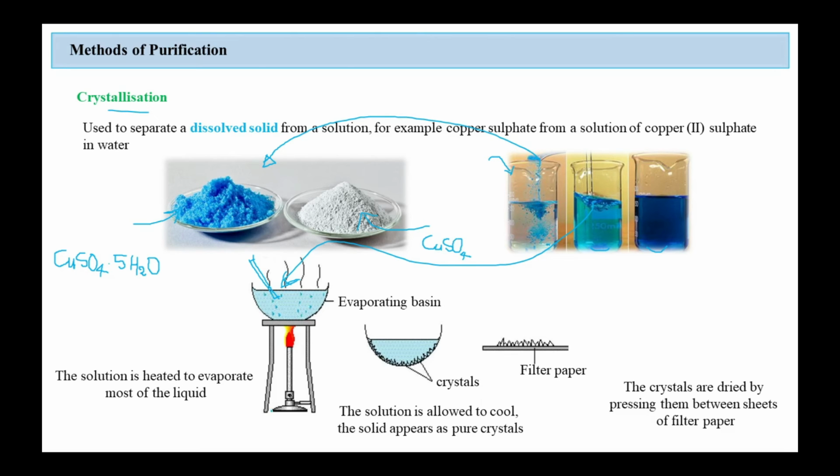At this stage, we can stop heating, then we will leave the solution to cool. Then the solid crystals will appear in the evaporating basin. After that, those crystals are collected and dried by pressing them between two sheets of filter paper. After that, we will have reformed our crystals, which are the CuSO4·5H2O crystals.